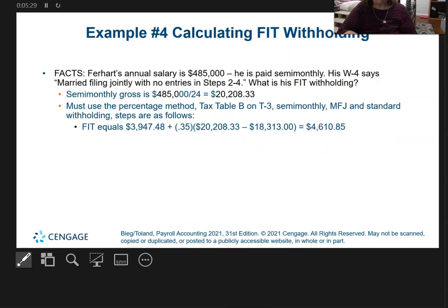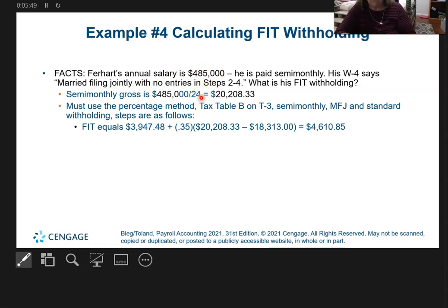Okay, last example. For her heart's annual salary is $485,000. I'm going to tell you right now he's going to be on the percentage method. He's paid semi-monthly. His W-4 says married, filing jointly with no entries. So the first thing I'm going to do is take his annual, divide by 24.